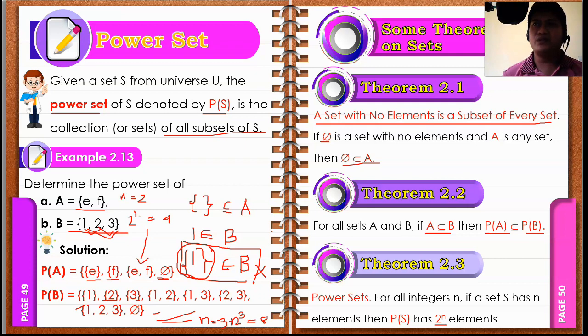So take note that the 2^n theorem is very important. So don't forget always that in any given set, the empty set is always a subset. Okay?